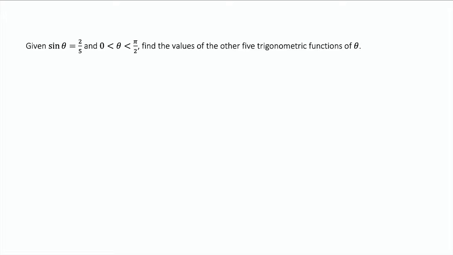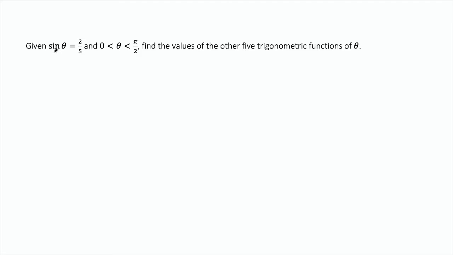Given sine of theta equals 2/5 and theta between 0 and pi over 2, find the values of the other 5 trigonometric functions of theta. So here we're told that theta is an angle between 0 and pi over 2. In other words, it's an acute angle.